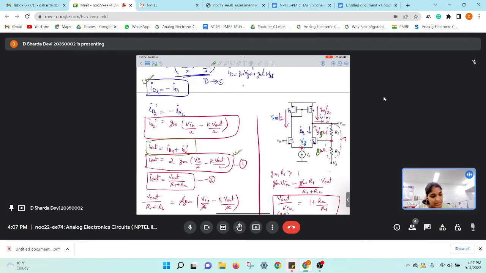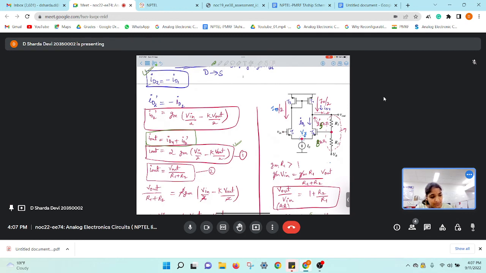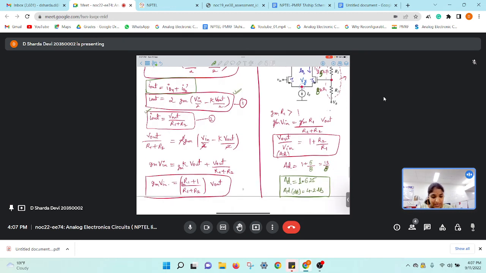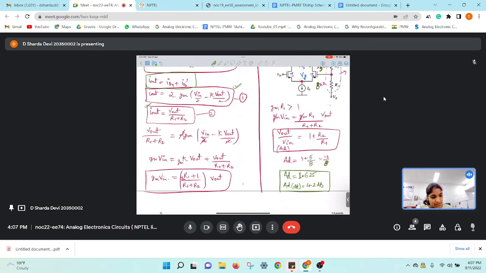Now if we clearly observe this circuit, this output current will flow through this resistor pair, and the drop across these two resistors will give us the output voltage. So we can write our output current as V out by R1 plus R2. Then we equated these two equations and solved it. Finally, we got our gain to be 1 plus R2 by R1.